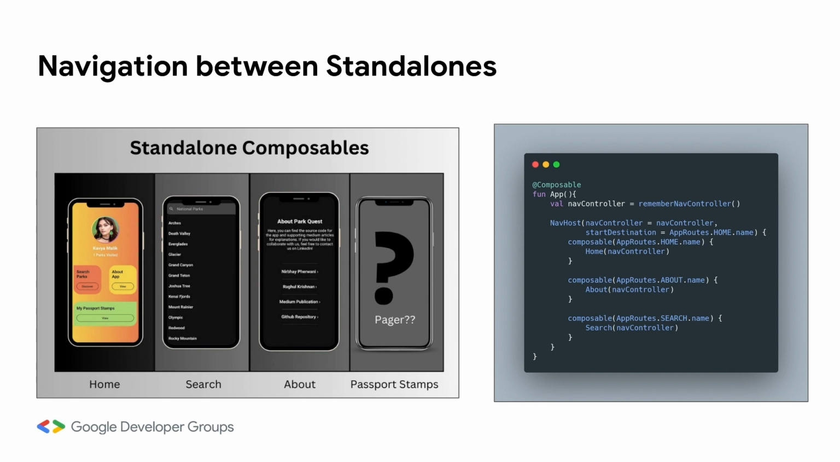And so if someone wants to go to about, let's say if someone clicks on about here, we would be using the nav controller, which has been defined in the first line in the app function, to navigate to that route. So it would basically be saying navController.navigate to AppRoutes.about.name. That would take it to the about section. So that's simple. Let's go ahead.